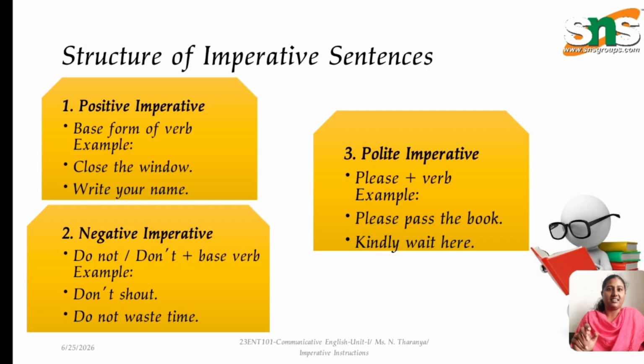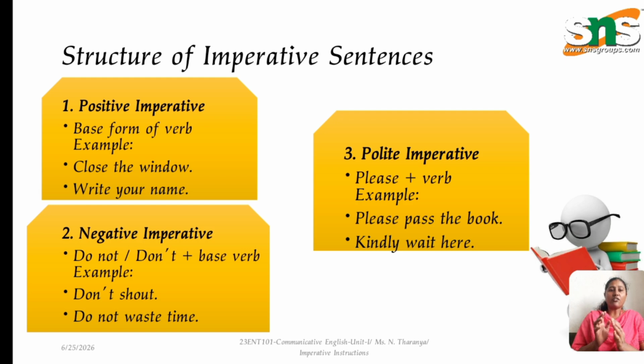So, the next one is, we have understood the importance of imperative instructions and also we have identified common communication problems and learned what imperative sentences are. So, the positive imperative, let us see the example. "Close the window," "Write your name." This is positive imperative. Then, let's see what is negative imperative. It is "do not" or "don't" plus the base verb. For example, "Don't shout." "Do not waste your time on unnecessary things."